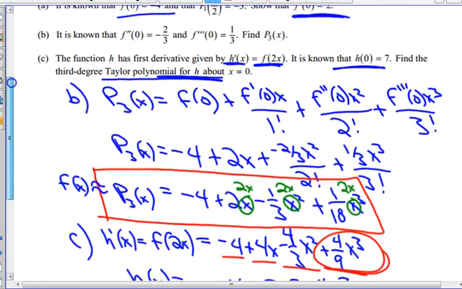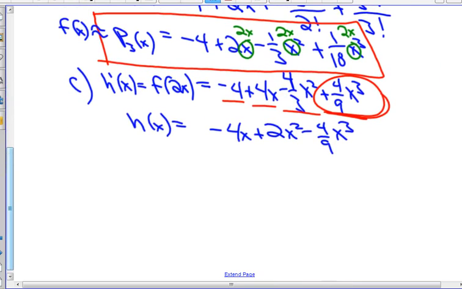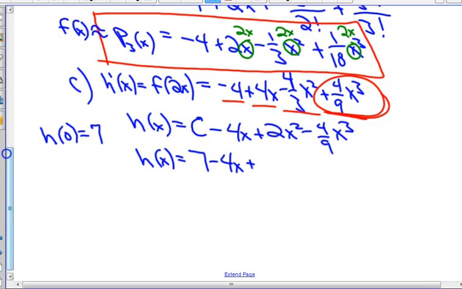The question was, find the third degree Taylor polynomial. You've written a third degree Taylor polynomial, so don't get carried away and write a fourth degree. You've also taken an integral, so don't forget a plus c. Makes the most sense to put the c at the front because your polynomial is in ascending order. You look back at the initial condition. H of 0 was 7. So sub in a 0 everywhere, and you can see the c is 7. So our polynomial is h of x is 7 minus 4x plus 2x squared minus 4/9 x to the third.